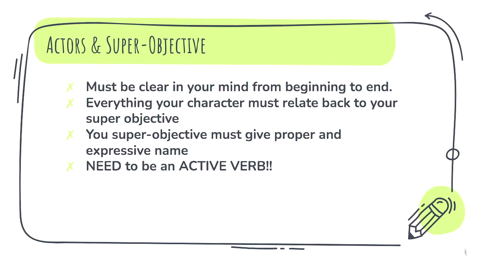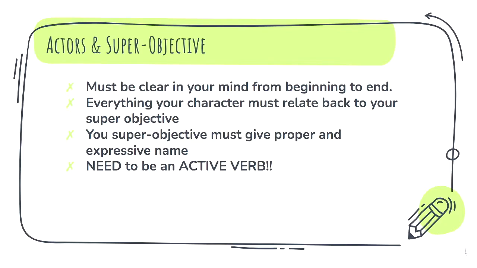Actors and the SuperObjective. Well, your SuperObjective must be clear in your mind from the beginning of the play to the end. Everything your character does must relate back to this SuperObjective. You're not doing something random that has no meaning. It has to connect back to that goal that your character wants from the beginning of the play to the end.